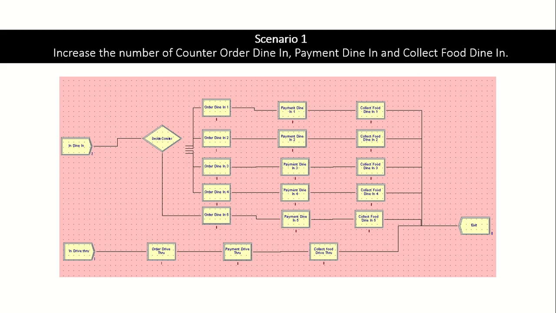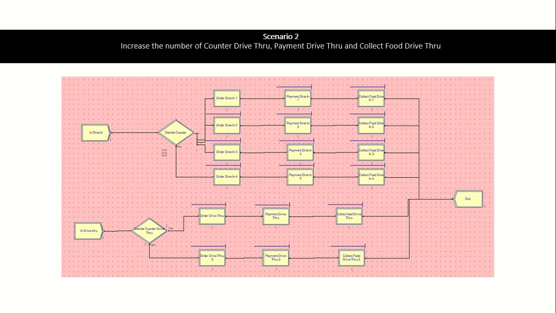This is our scenario 1, where we want to increase the number of counters for dine-in, payment dine-in, and also collect food dine-in. So we make one more counter for dine-in. And this is scenario 2. We put one more counter for drive-thru.